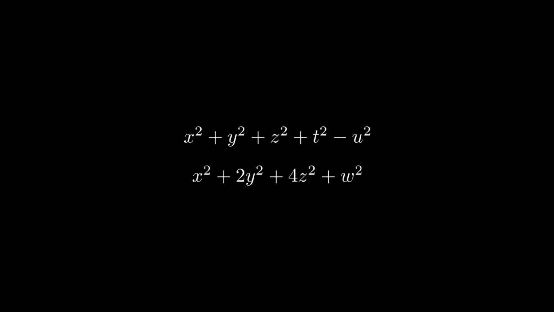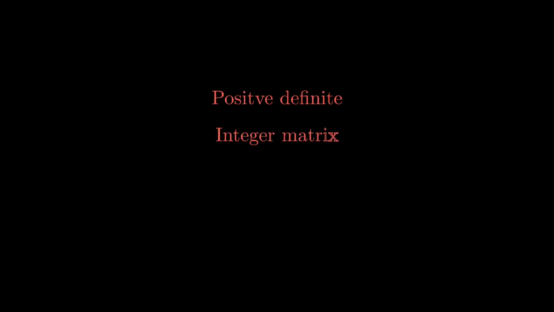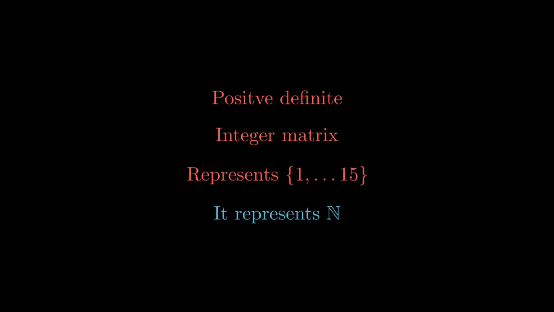Is there a simple way to verify the fact that these polynomials can represent any positive integer? Well, it turns out that if the polynomial takes all the values from 1 to 15, it will inevitably represent all the positive integers. The surprising fact follows from what is known as the 15 theorem. The theorem states that if a positive definite quadratic form having integer matrix represents every positive integer up to 15, then it represents every positive integer.